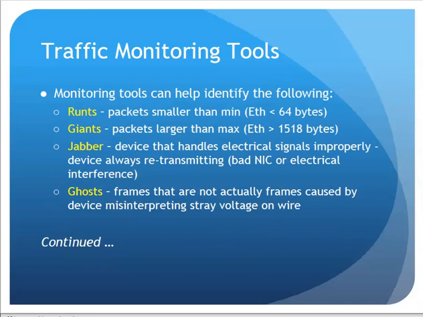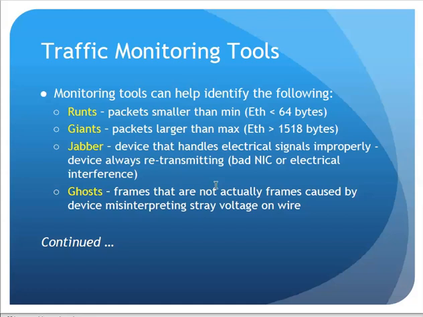Monitoring tools can help identify certain types of packets, and certain types of packets can indicate certain types of problems. Runts are packets that are smaller than the minimum for Ethernet. Giants are larger than the maximum for Ethernet. Jabber is when a device handles electrical signal improperly. The device is always retransmitting, if you will. It could be a bad NIC, or we're getting electrical interference. This can be a sign of those particular things.